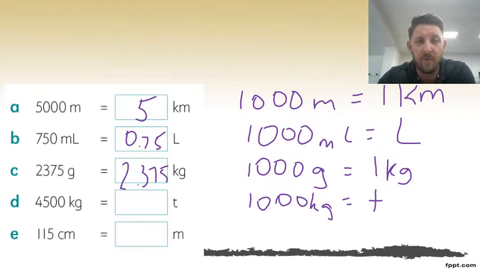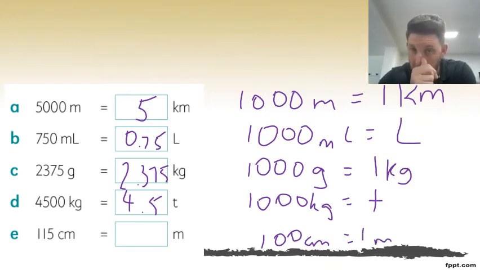So I have 4,500 kilograms. So that is 4.5 tons. And the last one, I have 115 centimeters. I know that 100 centimeters equal 1 meter. So if that's the case, I have 1.15 meters.